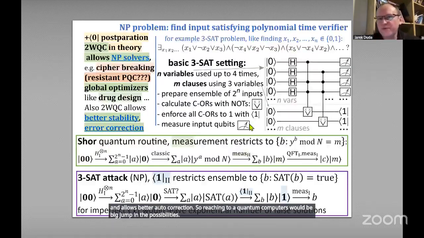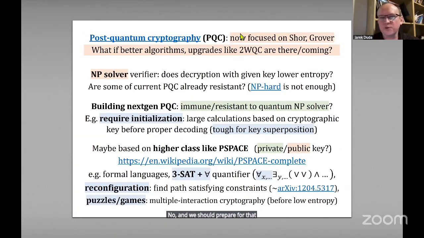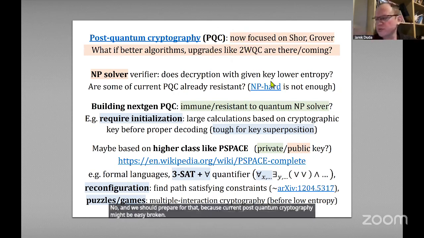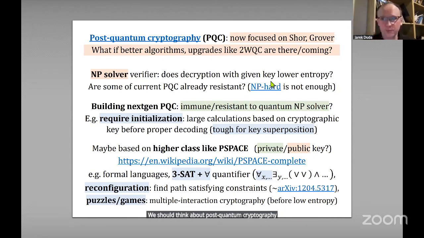And we should prepare for that because current post-quantum cryptography might be easily broken. We should think about post-quantum cryptography resistant to quantum NP solvers.